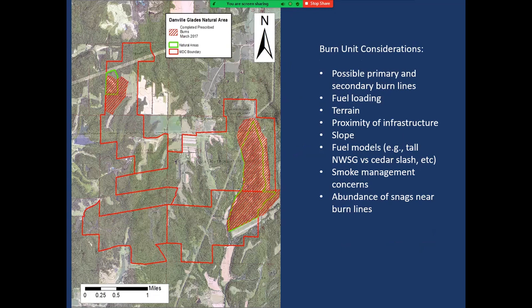There's a lot of considerations when designing a burn unit. You're going to look at your primary and secondary burn lines, fuel loading, terrain, proximity of infrastructure, slope, the different fuel models and behave, smoke management concerns, and the abundance of snags near the burn lines and any other hazards.